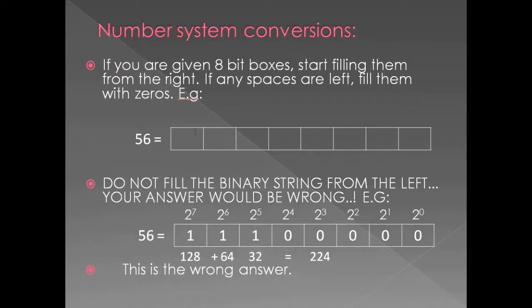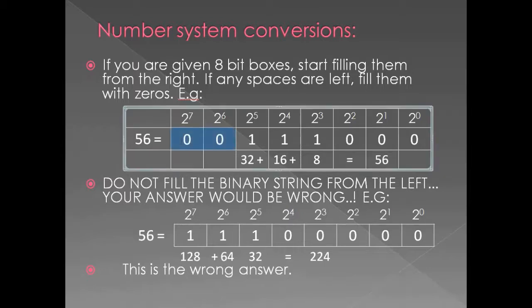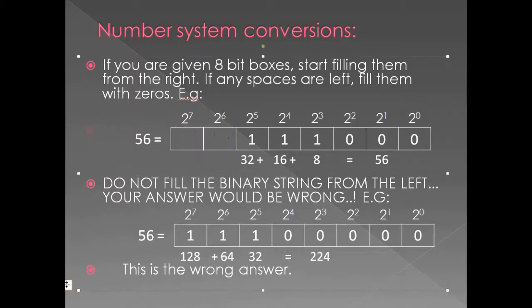So how do you fill them? Always start filling them from the right. Okay, like this, 3 zeros, 3 ones, and then you're left with this. The empty boxes you're left with, just put a 0 over there. Do not fill the binary string from the left and then add the zeros at the end, otherwise your answer would be wrong.